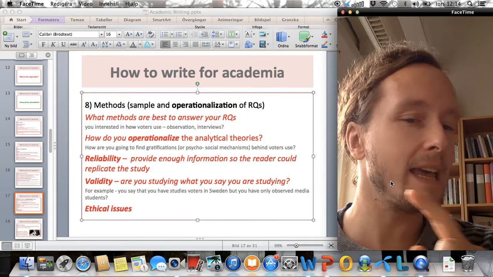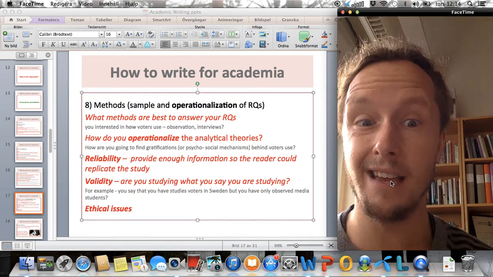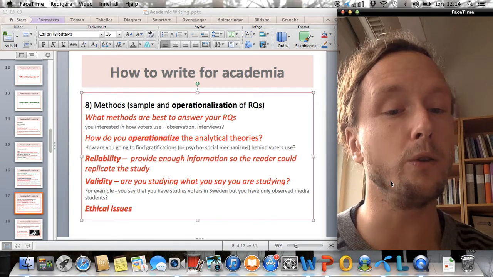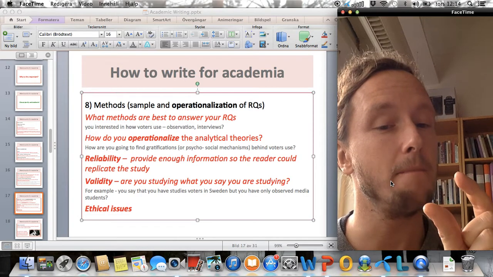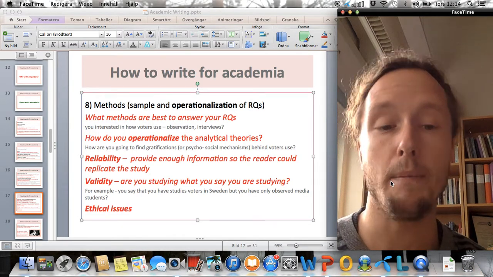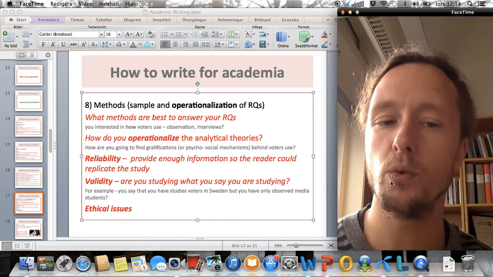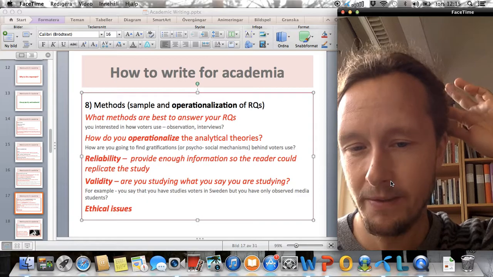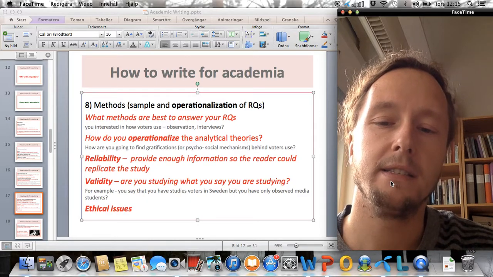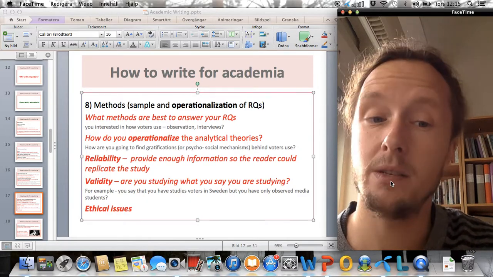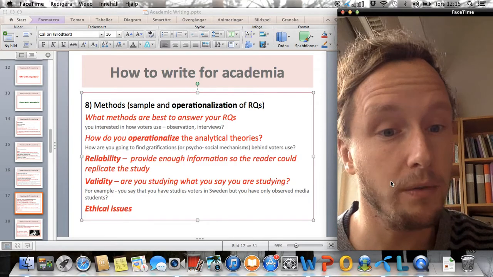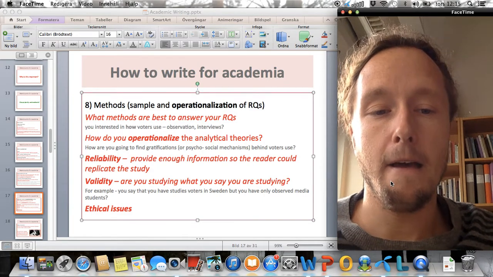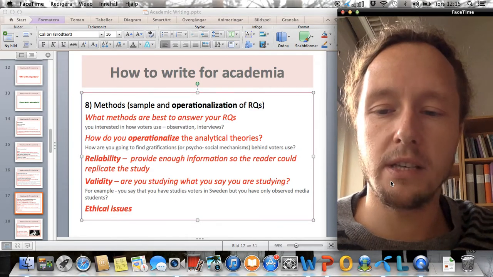So this is also a case where you would have a validity problem, because you say that you study voters in general, but you are really not studying voters in general. You're studying a very particular segment of the voter group who happens to be media students. So then you would have a validity problem. It may sound very trivial that you should always study what you say you're studying, but many students, and also other academics for that matter, have problems when it comes to validity, because of the example I just gave you.